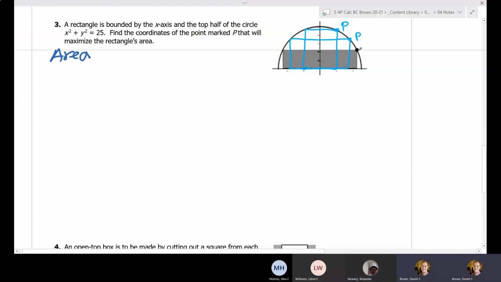Mr. Brown, yes. I got plus or minus. You're in the top half of the circle, so you don't need plus or minus. Oh, just the plus, okay. Yeah, just the plus. Thank you.